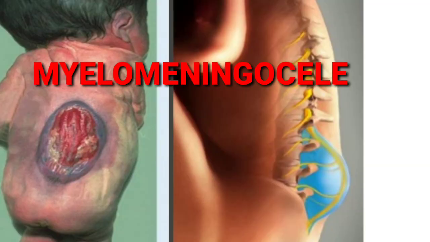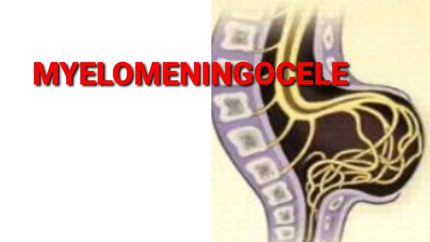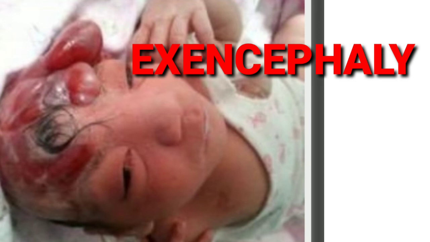And the next one is myelomeningocele. It is a sac-like protrusion through which the spinal cord, CSF and meninges all come out through the spinal cleft. This is called myelomeningocele. This picture shows exencephaly, that is, protrusion of brain and meninges out of the skull.